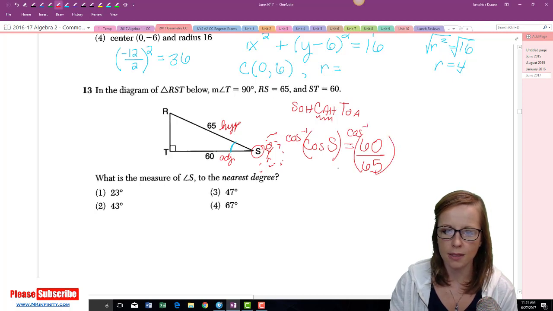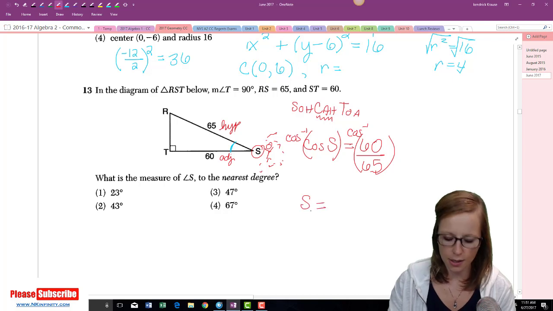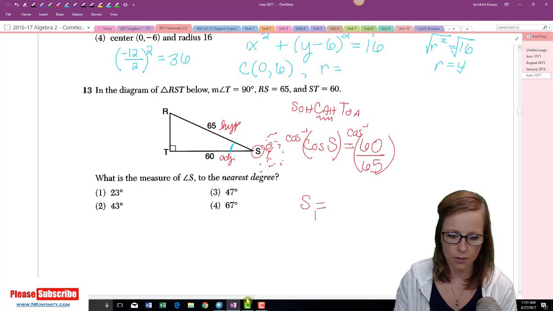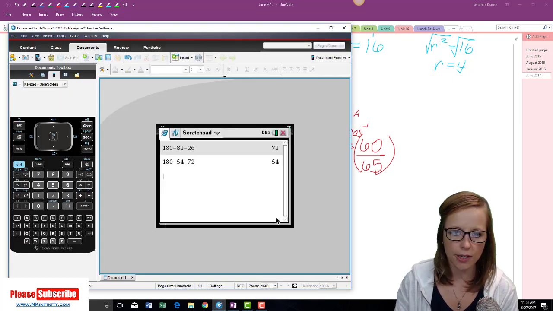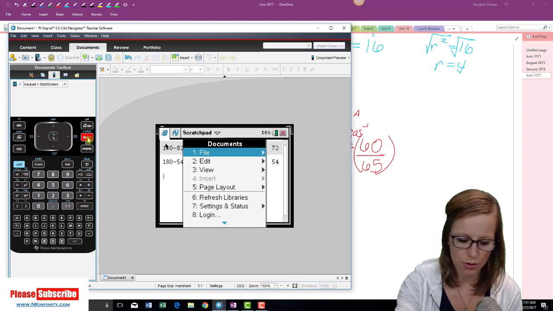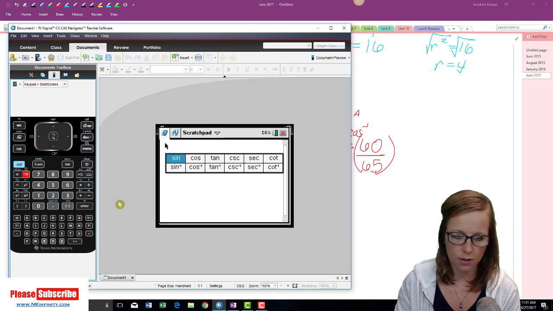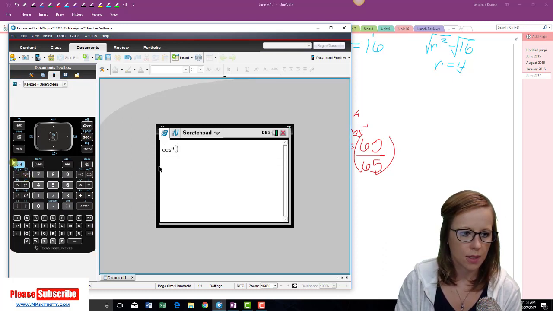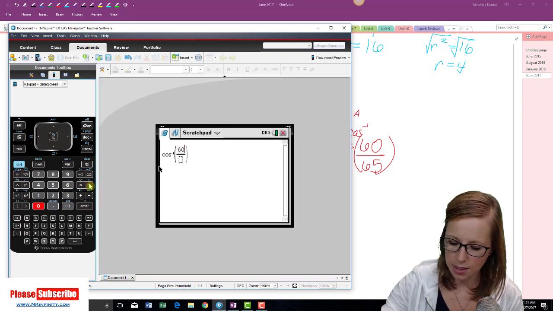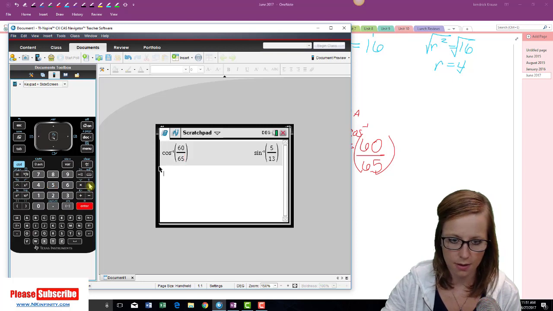Inverse on both sides. So this is where we're going to need our calculator. Make sure your calculator is in degrees. I'm going to clear that out. Okay, so cosine inverse, and I'm going to do control divide, of 60 over 65.